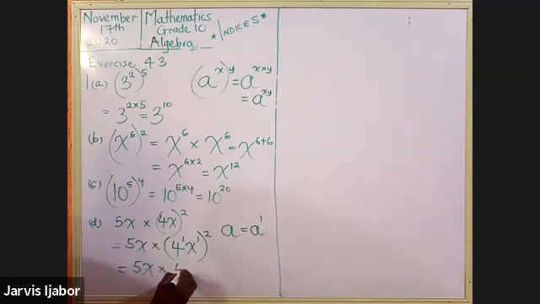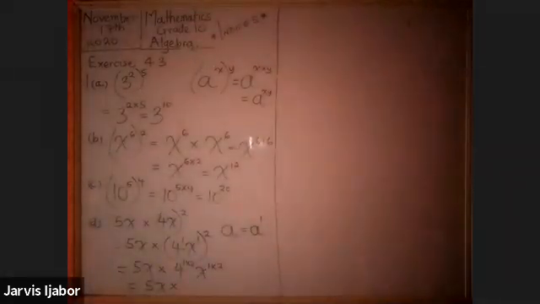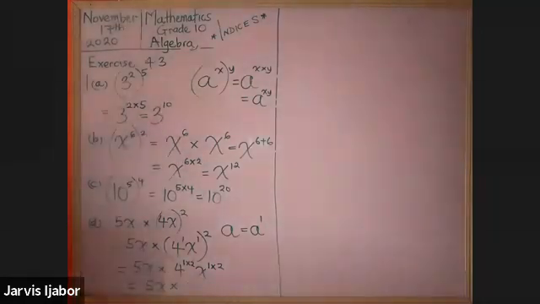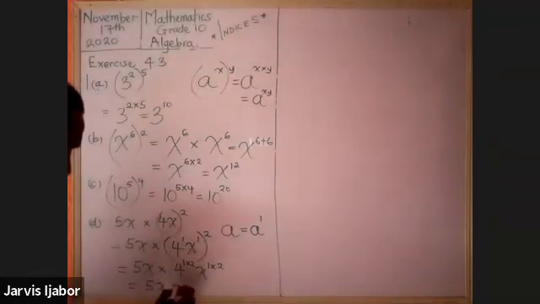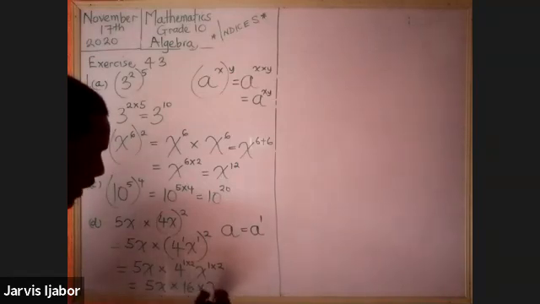And this will be 4 ones times 2, and this will be what? x ones times 2. So what does that give you? This will give me 5x times, sorry about that. That will give us 4x times what? 16 times x raised to the power of 2.